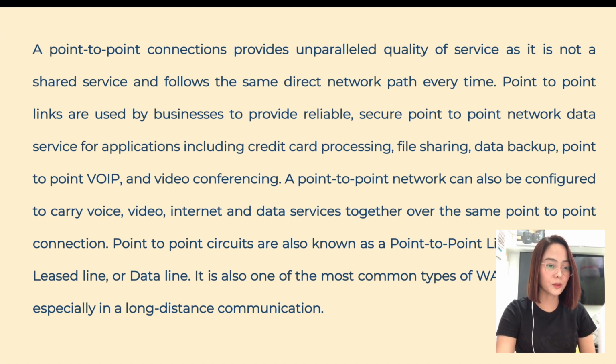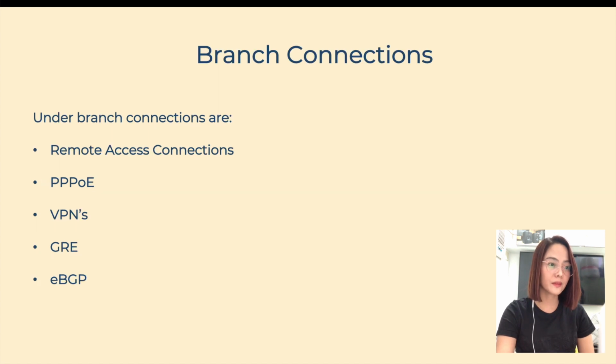Point-to-point circuits are also known as point-to-point link, private line, leased line, or data line. It is also one of the most common types of WAN connections, especially in long-distance communication. Branch connections. Under branch connections are remote access connections, PPPoE, VPNs, GRE, and eBGP.